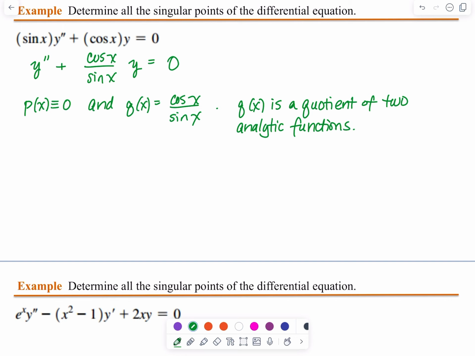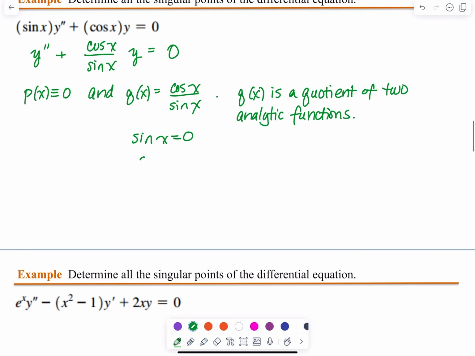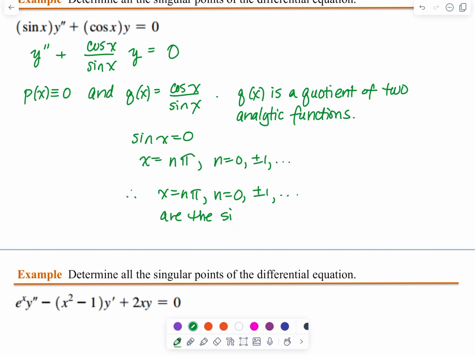Both of these functions have power series expansions about any real number x with an infinite radius of convergence. So q of x has a power series expansion with positive radius of convergence about every real number as long as the sine of x is not equal to 0. So we do need to make sure that setting sine of x equal to 0, we get x is equal to n pi, and of course n is going to be 0 plus or minus 1, and so on and so forth. And these are the only singular points of the DE. So therefore, x equal to n pi, n equal to 0 plus or minus 1, and so forth, are the singular points of the equation.